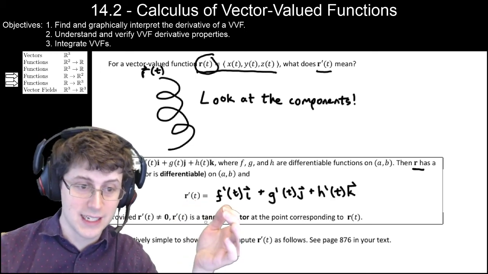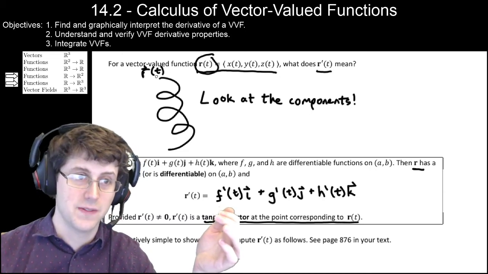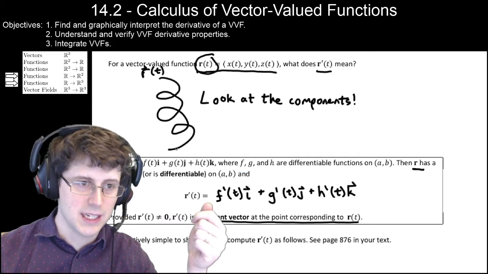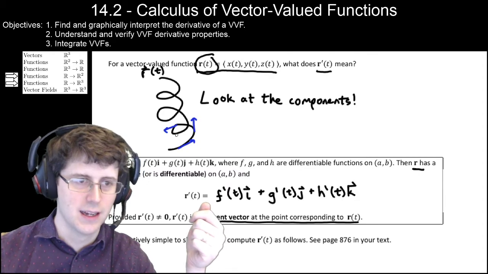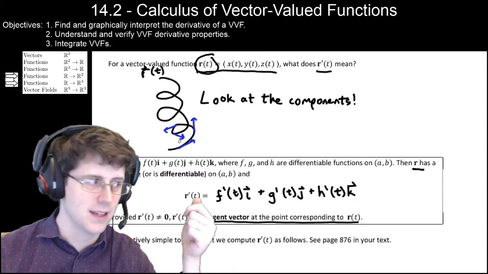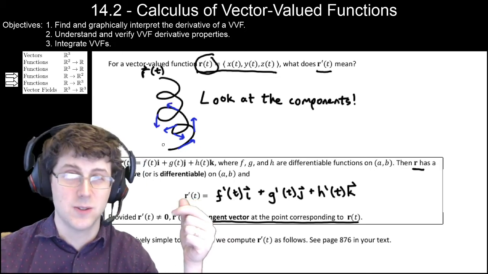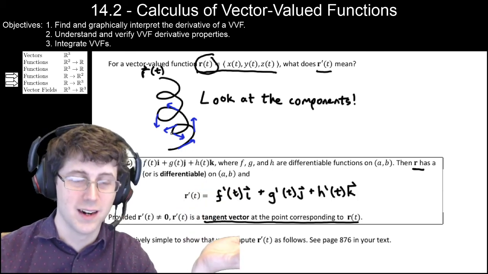Well, it gives you a tangent vector at the point r of t. So if r of t gave you a spiral, then r prime at this point is this tangent vector. r prime at this point is this tangent vector. r prime back here, we're going around this way. r prime here is going this way. So r prime of t gives you, at each value of t, a vector that tells you the direction and magnitude of where r of t is headed.